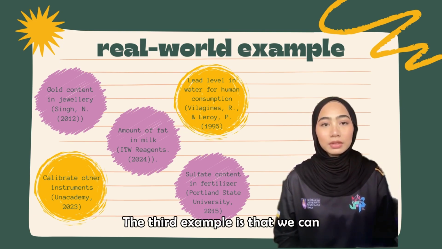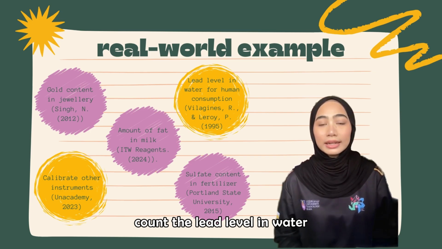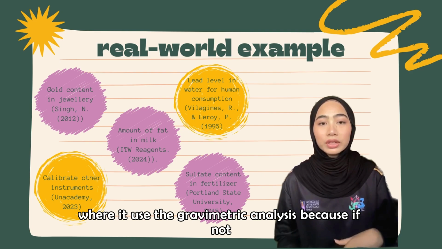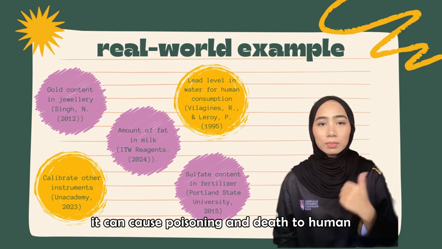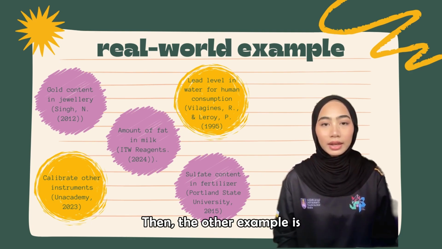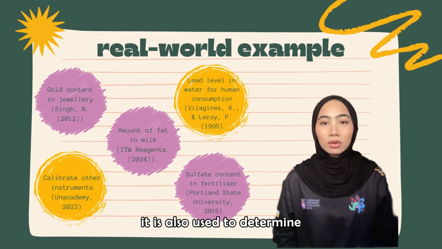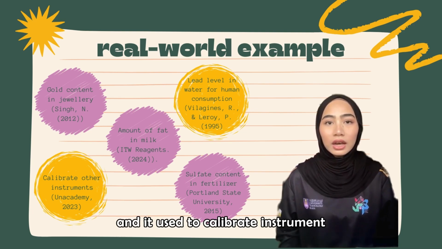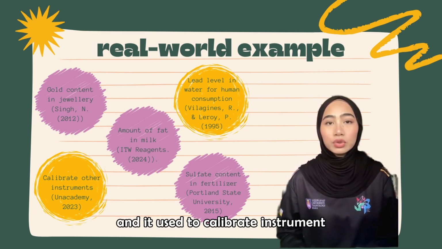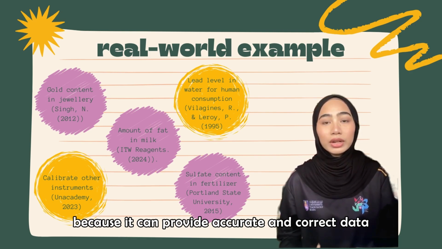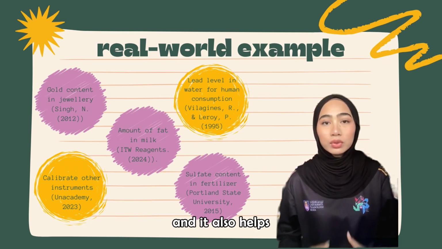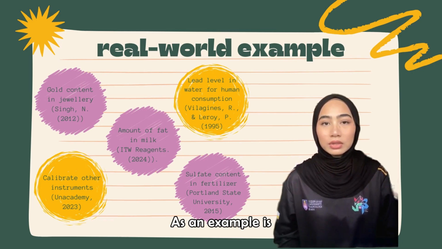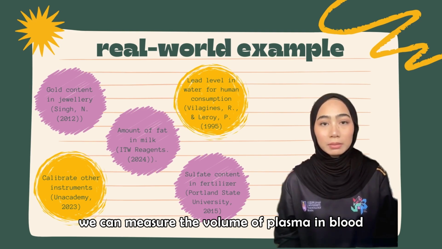The third example is that we can determine the lead level in water for human consumption, where it uses gravimetric analysis because if not, it can cause poisoning and death to humans. Then the other example is it is also used to determine the sulfate content in fertilizer, and it is used to calibrate instruments because it can provide accurate and correct data, and it also helps to limit the number of instrumental errors. As an example, we can measure the volume of plasma in blood.